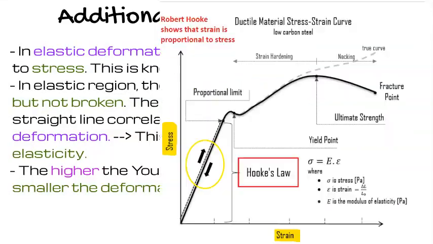This figure shows a stress strain curve for low carbon steel, which is a ductile material. For Hooke's law, it shows that the strain is proportional to stress in the elastic zone.